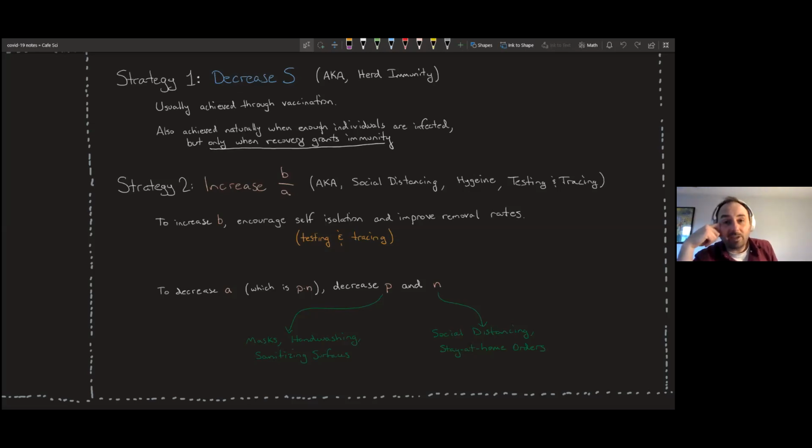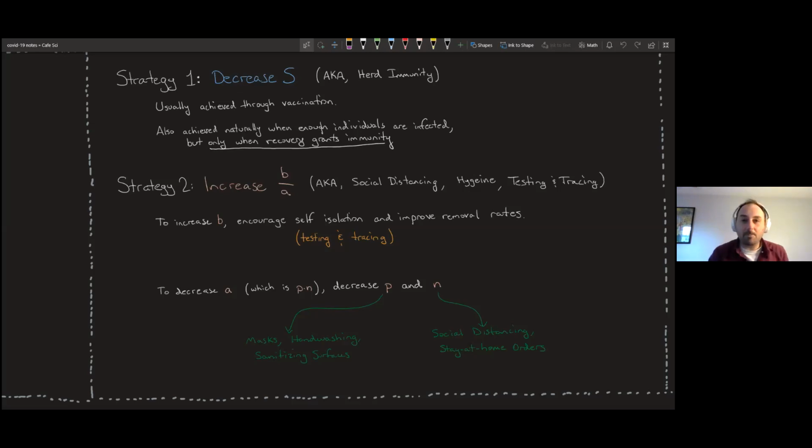The other way to decrease S, of course, is to have people go through I, right? Is to actually have lots of people become infected. This only works, and this was a great question earlier, this only works when the disease grants immunity upon recovery. It's very important to know for sure that a disease is going to do that before you try and take this approach.